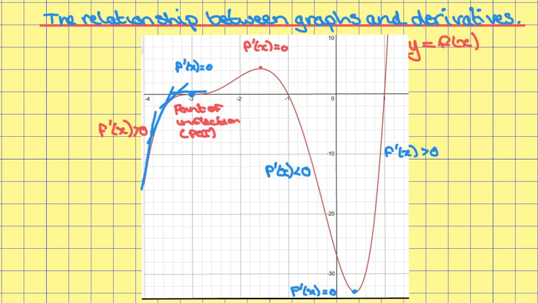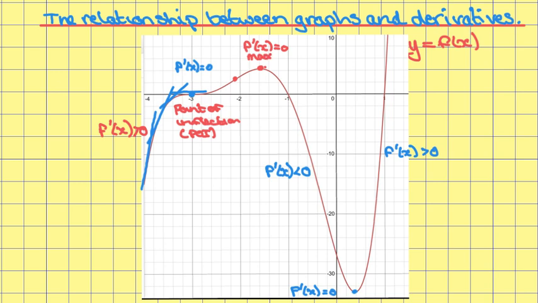After the stationary point, the point of inflection, the gradient starts to get steeper and steeper and steeper, and then gets to a point here, and then starts to get easier again until it becomes 0. And that is another stationary point, and that is a maximum.